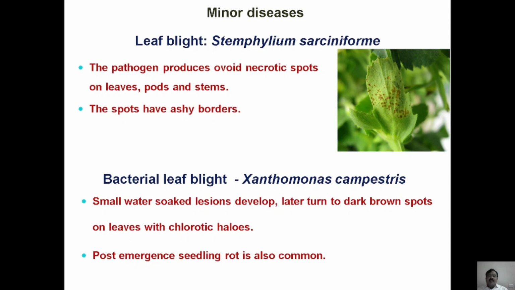Similarly, the bacterial leaf blight caused by Xanthomonas campestris produces small water-soaked lesions on the surface of the leaf, which later turn dark brown, necrotic, and surrounded by a chlorotic halo. And post-emergence seedling rot is also common due to this bacterial Xanthomonas campestris infection.